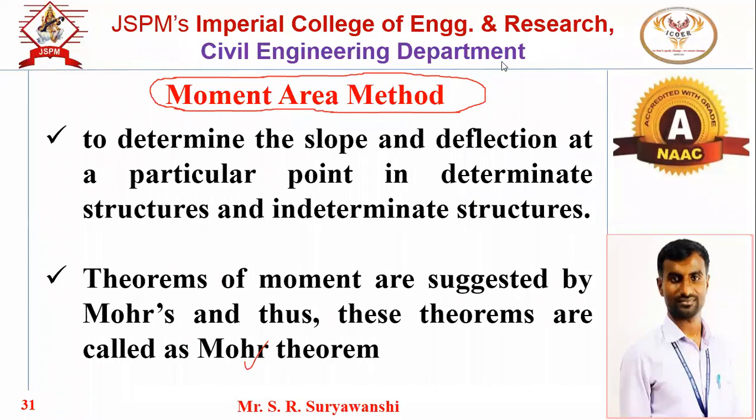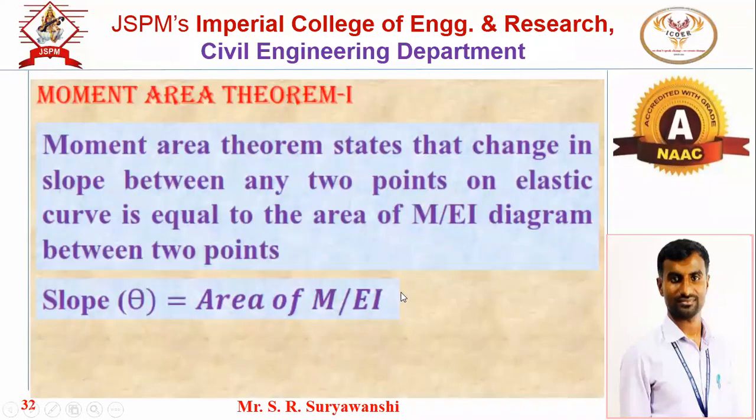Now we'll discuss the theorems one by one. We'll discuss moment area theorem number one, or Mohr's theorem number one. The first point we have to remember is that the first theorem gives us the slope.